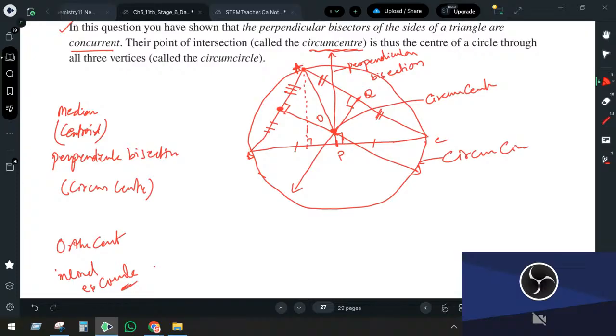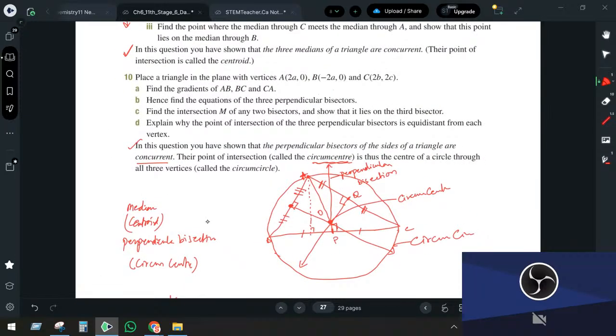So here, just find the gradients. You can find the equations of perpendicular bisectors, because the product of gradients is -1. You can get the gradients and find the equations, which are also passing through A, B, C, D being given, and find the intersection of two bisectors.